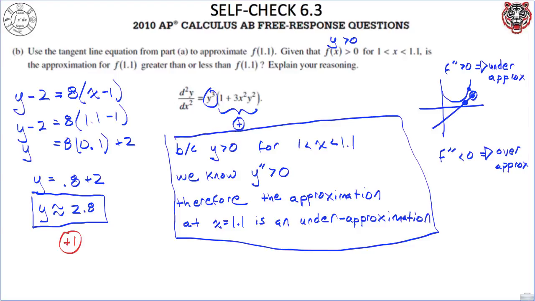So you can give yourself 1 point only if you do two things. You have to state this thing, so this thing is kind of key. You have to say, we know that y is greater than 0. I know they gave it to you, but you have to have y greater than 0, and so I guess there's technically three parts. You have to have this second part here, that y double prime is greater than 0, and then the third part, the conclusion, needs to be correct, that it is an under approximation. Once all three of those are correct, then you get +1.